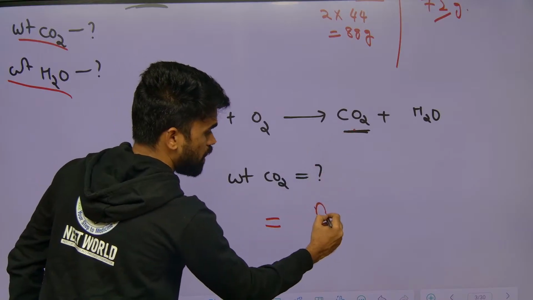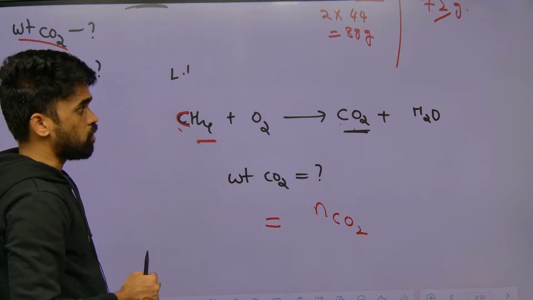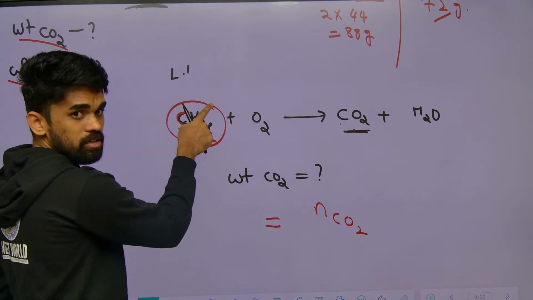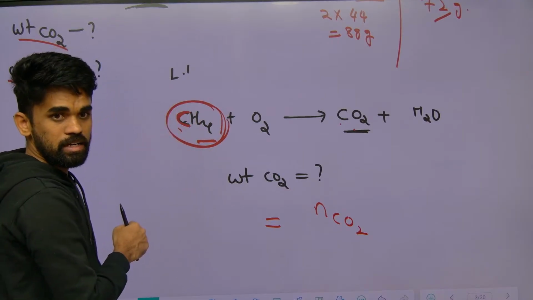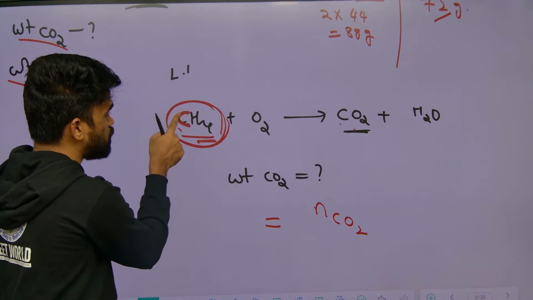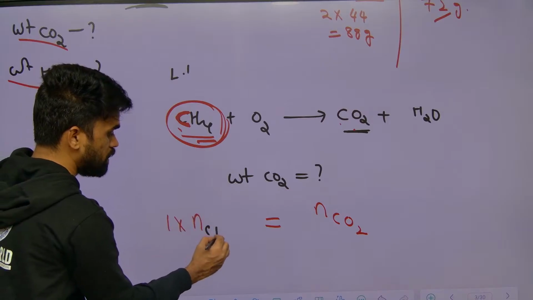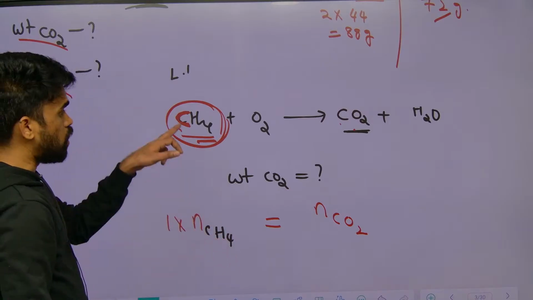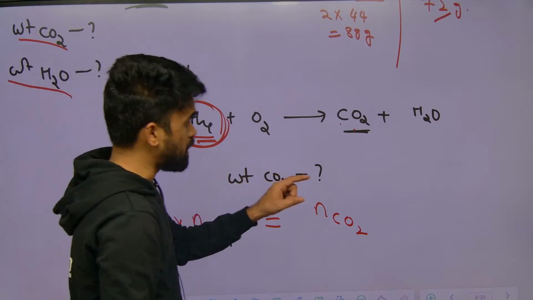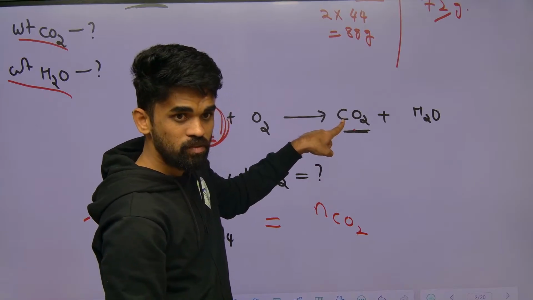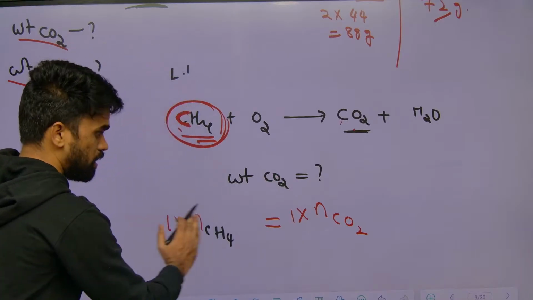So I can say the number of moles of CO2. How many carbons are there? Because the data is provided for methane, the data belongs to carbon also, right? So in methane how many carbon atoms are present? 1. So 1 into the number of moles of methane I am writing, because how many carbons are there? 1. That's why 1 into the number of moles of methane. This side, how many carbons are there in CO2? So 1 into the number of moles of CO2 I should write.